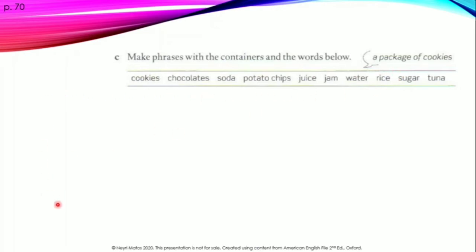So, for example, here we have a package of cookies, right? When we have the word cookies and we need to measure cookies, we need to say a package of, right? So, we can say also a box of cookies, for example. So, stop the video now and make phrases with all these words here in this box. Okay, let's go.